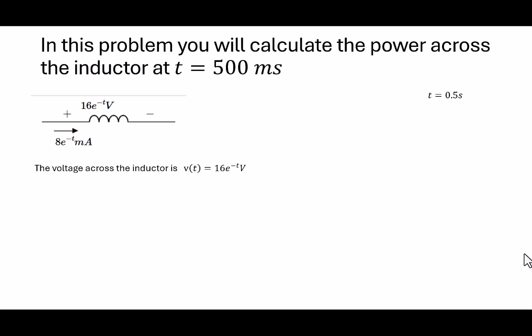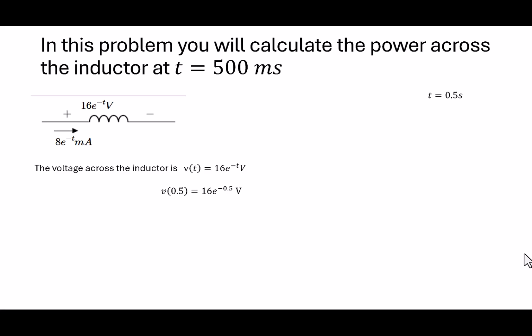Next, we're going to find the voltage across the inductor at the same time of 0.5 seconds. This time we have 16e to the negative t, and our unit is volts. Once again, we're just plugging in 0.5 for the t. That looks like 16e to the negative 0.5.